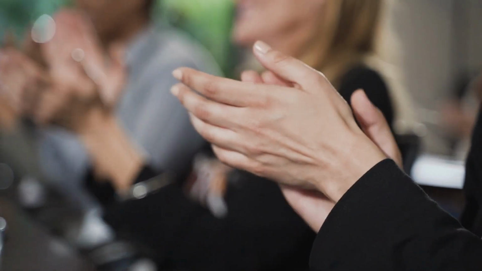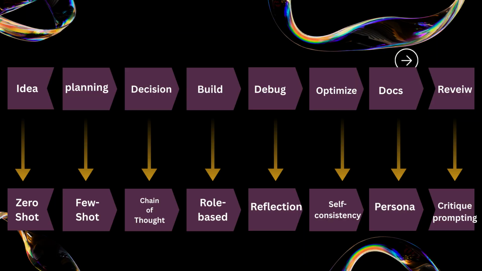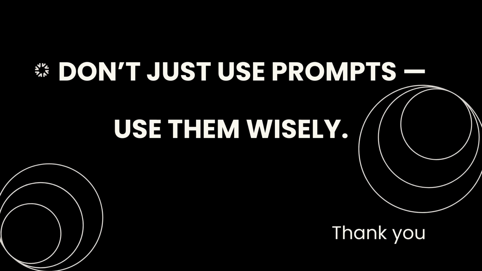Instead of random trial and error, you are using prompts like tools from a toolkit exactly when you need them. So here's the big secret. You don't need to memorize every definition of prompting types. Just map the prompt type with its project stage. So next time when you are coding, ask yourself, what stage am I in, and what prompt type fits best here? That's how you go from just copy pasting prompts to actually building smarter with the use of artificial intelligence.